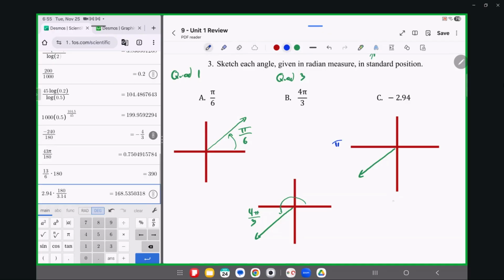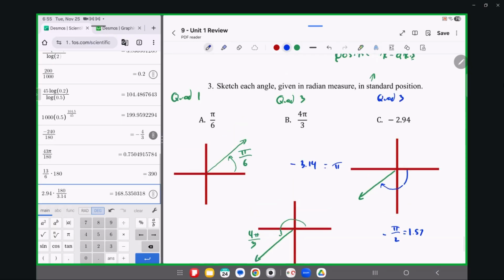This is going to be our pi over 2 axis. pi over 2 is 1.57, and pi is 3.14 if we're on the negative version. And so we're going to again be in quadrant 3 because it's a negative angle. And this will be negative 2.94. So we'll say this is negative, and these other two are positive.